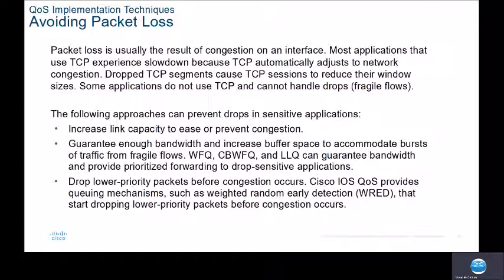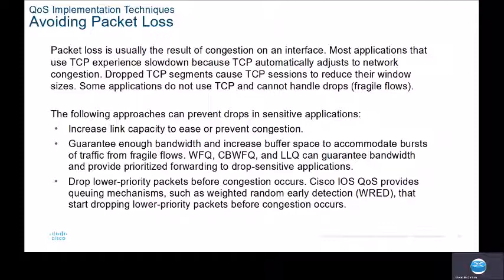Increase link capacity to ease or prevent congestion. That's the easy but more expensive way to do it. You can guarantee enough bandwidth and increase buffer space to accommodate bursts of traffic from fragile flows. Weighted fair queueing, class-based and low latency queueing, LLQ, can guarantee bandwidth and provide prioritised forwarding to drop-sensitive applications.